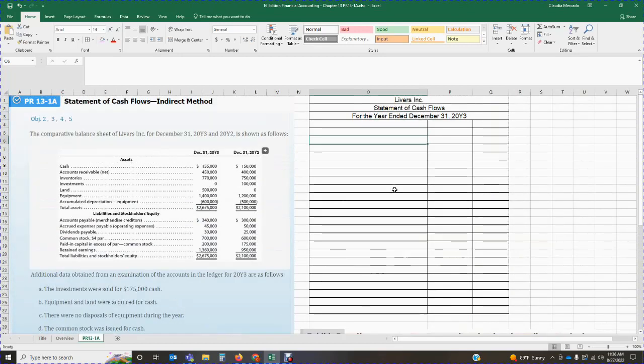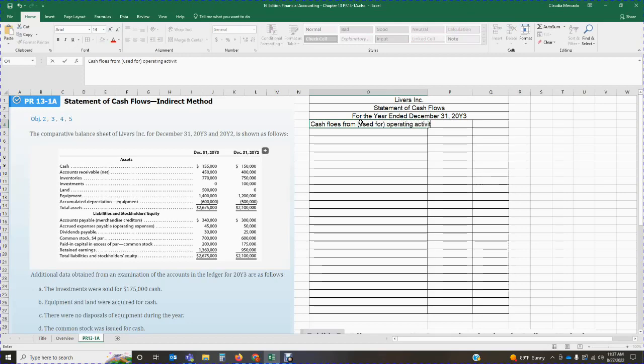So I've set it up here. We've got the name of the business, Livers Incorporated. This is the statement of cash flows, and we are doing it for the year ended December the 31st, 20Y3. Let's begin. We always begin with the operating activities. They have to be in that order. So we're going to start off with the cash flows from or used for operating activities.